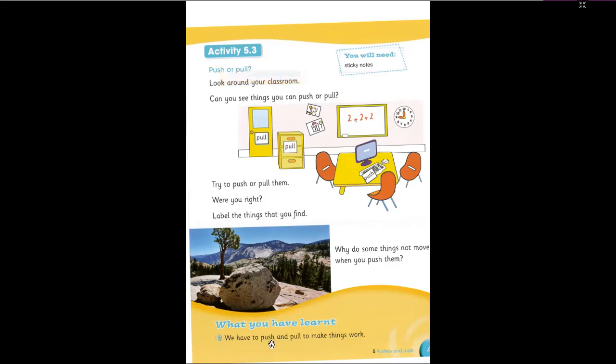We have to push and pull to make things work. Yes, in our daily life, we have to push or pull things to make things work. When we are riding a bicycle, what are we doing? We are pushing the pedals. When we are driving a car also, we have to push the gear and the steering, and even the pedals we have to push with our foot.